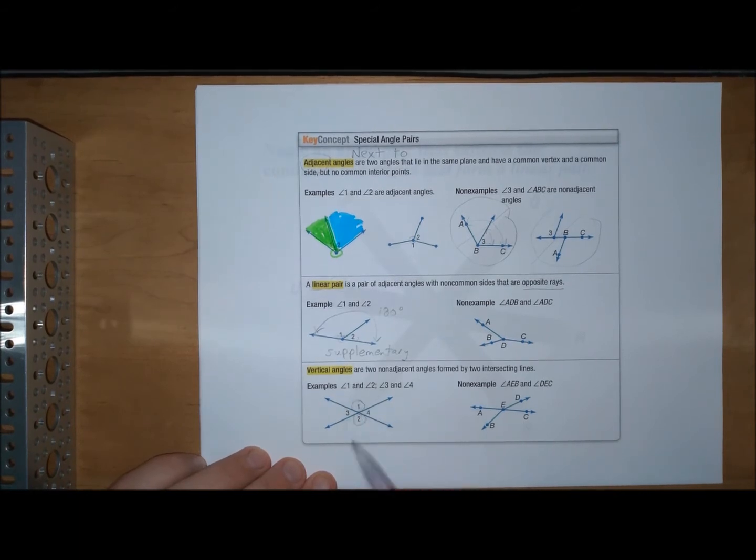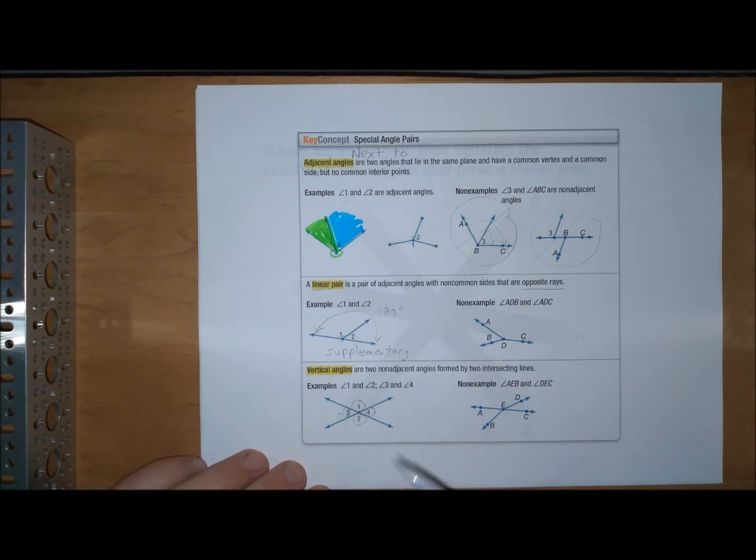Angles 1 and 2 are a pair of vertical angles. They're non-adjacent, they're across from each other. They do not share a common side, even though they do share a common vertex. Likewise, angles 3 and 4 would form a pair of vertical angles.